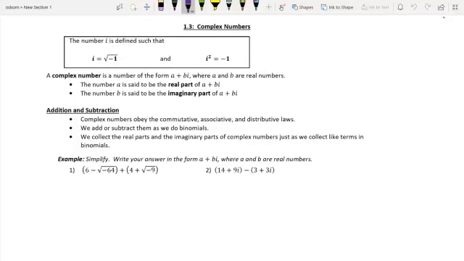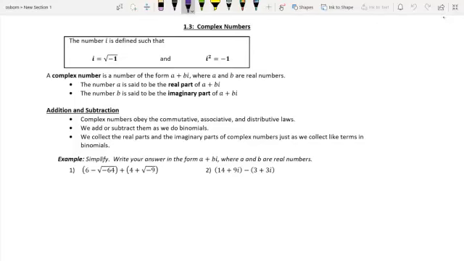Keep in mind that's because b is being multiplied by i, which by definition is the imaginary number. Now addition and subtraction with complex numbers obey the same commutative, associative, and distributive laws as we dealt with when we dealt with binomials. So we collect the real parts and the imaginary parts of complex numbers, just as we collect like terms in binomials.